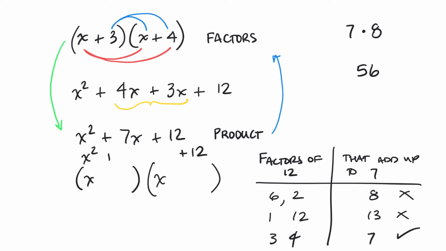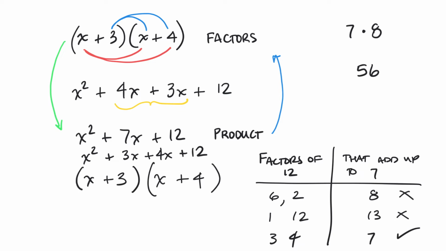So then replace this, you get 3x plus 4x, and then this would just factor into x plus 3 times x plus 4. We'll do a few examples from start to finish.